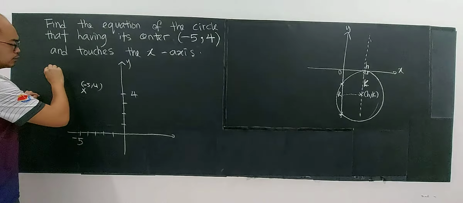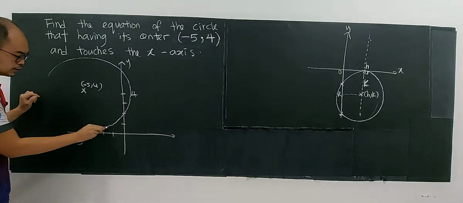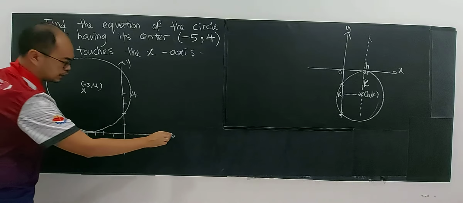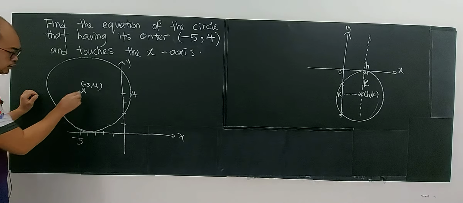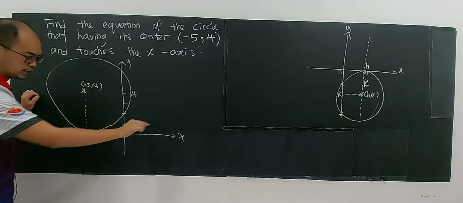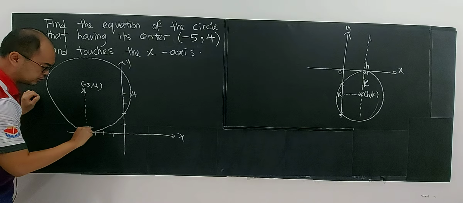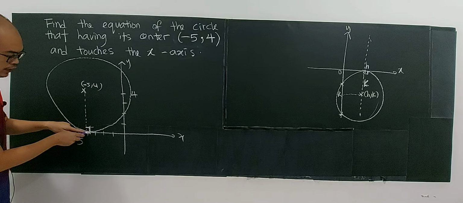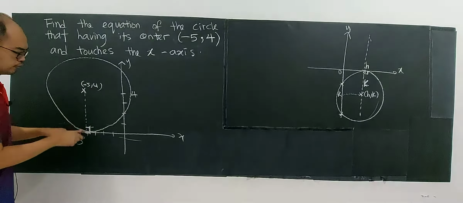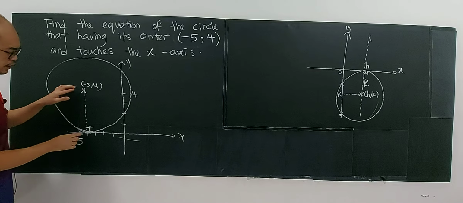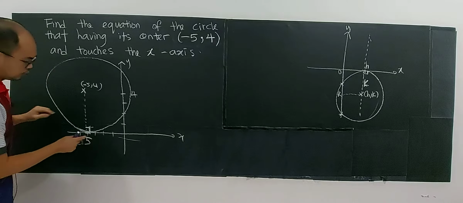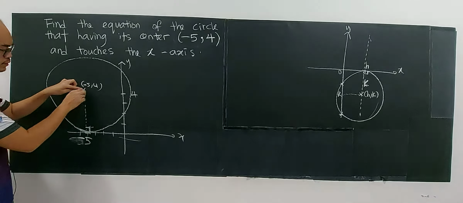Then the circle touches the x-axis. Touching the axis means that the circle is somewhere around, and it touches the x-axis at a point, right? Definitely this will become the tangent to the circle. So if you draw from here to this point of contact, where the circle touches the x-axis, it will definitely form 90 degrees. This means the point of contact between the circle and the x-axis is directly below the center, so its x-coordinate will also be -5.